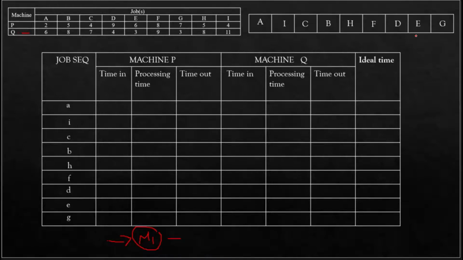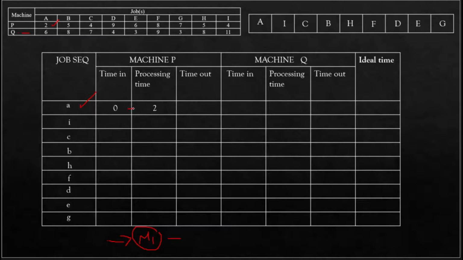Now, I said that every input starts with a time of 0. Everything starts with 0, so 0 time. And first, for machine 1, here it's the A job. For machine 1, the process time for the A job is 2 hours. So we place the 2 hours in the process time.